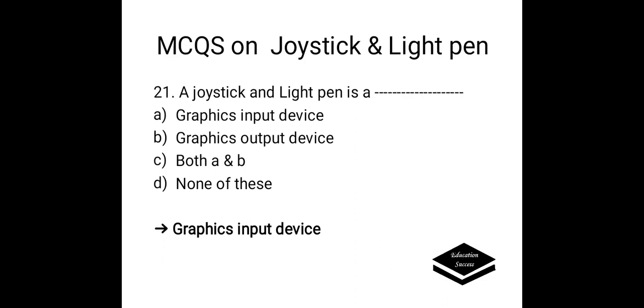A joystick and light pen is a. Options are A. Graphics input device, B. Graphics output device, C. Both A and B, D. None of these. Correct answer is graphics input device. A joystick and light pen is a graphics input device.